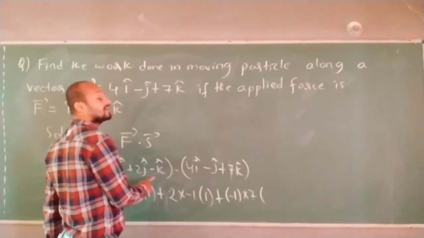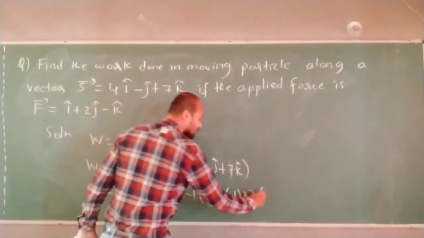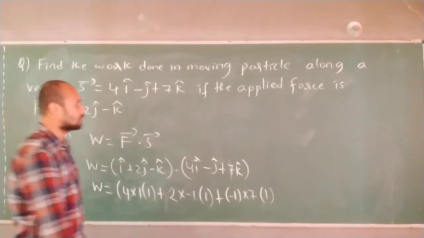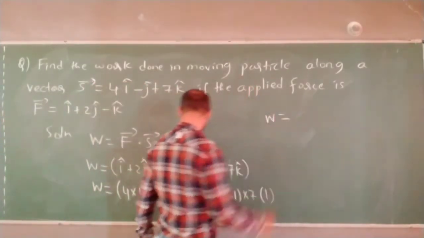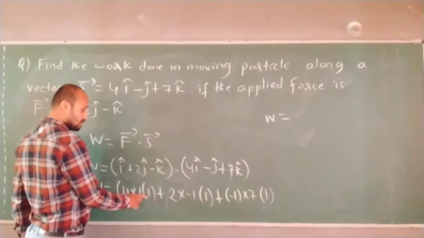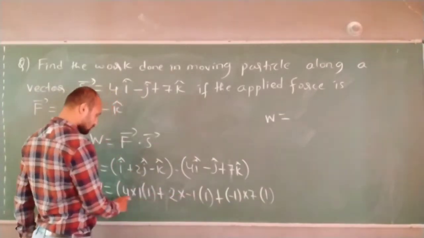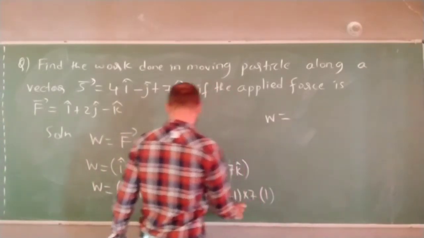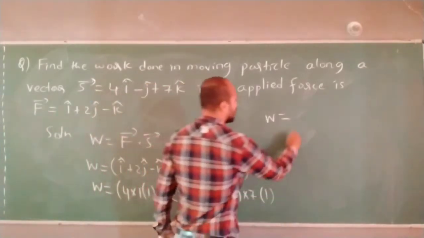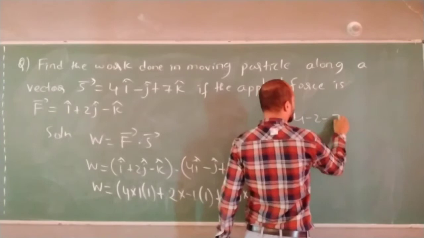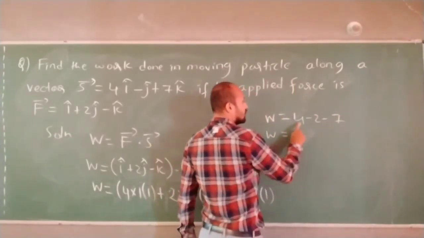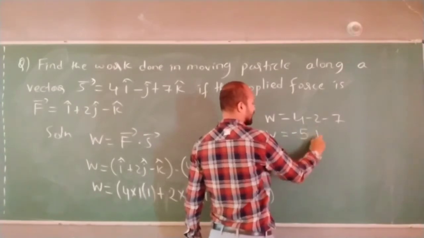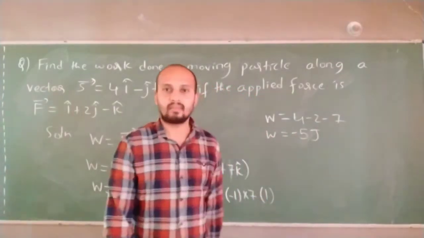Some students still will not be grasping the things. It will become 1. So 4 into 1 will become 4. This is minus 2, so 4 minus 2, minus 7. So 4 minus 2 minus 7 is minus 5 joules. So the answer is minus 5 joules.